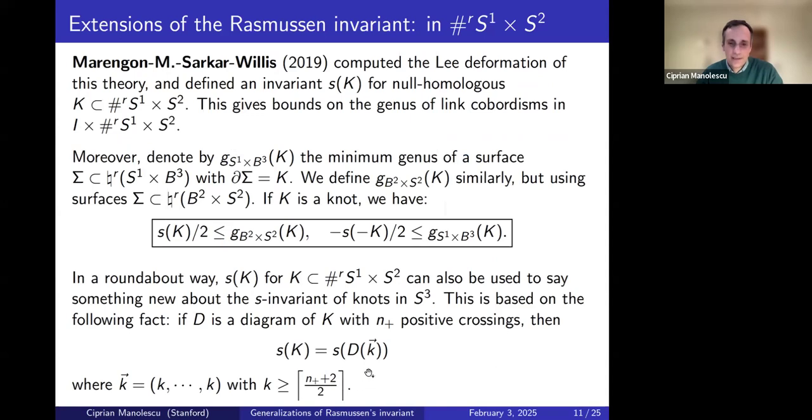So s of K, this is the s in S1 times S2, and this is the ordinary s in S3. They're the same when you twist at least that many times, where this is the number of positive crossings. Okay, in particular, when you have 0 positive crossings, then you just need to twist once, because this is 1.